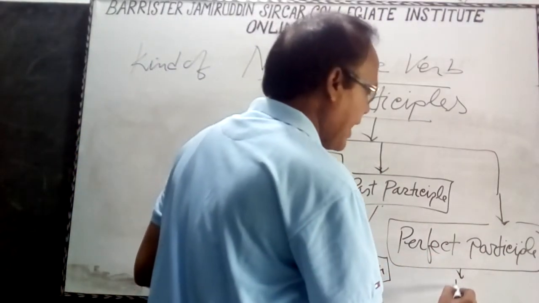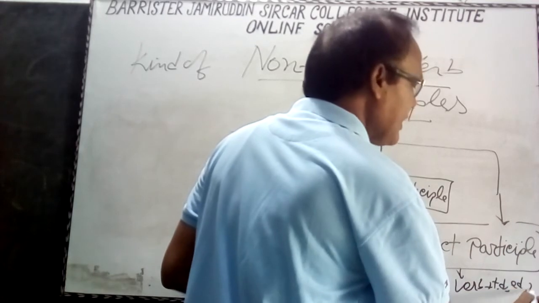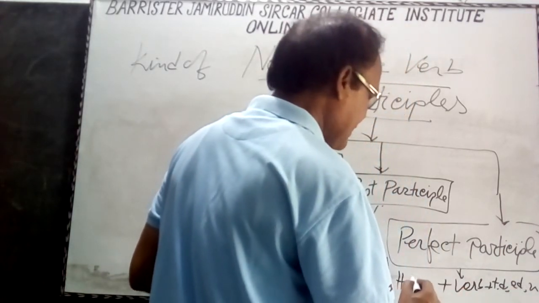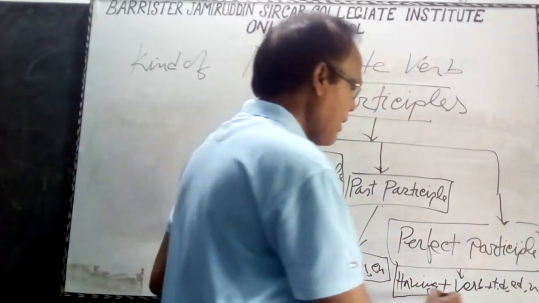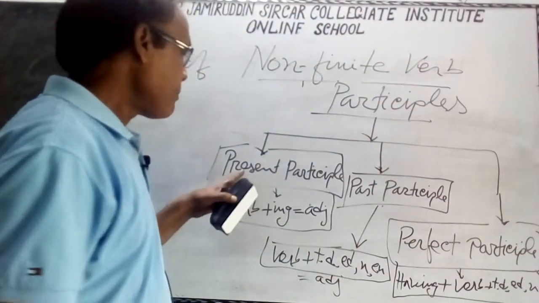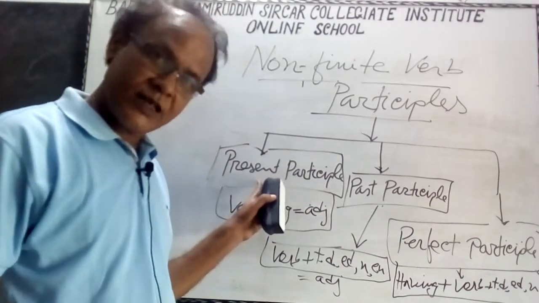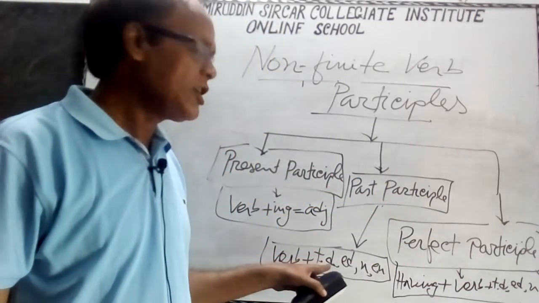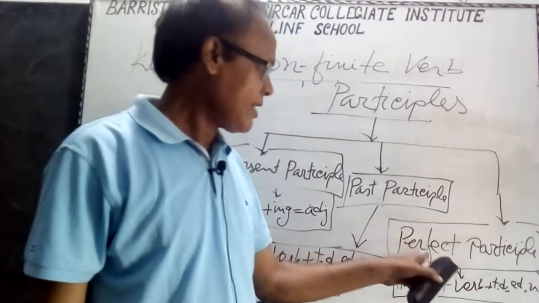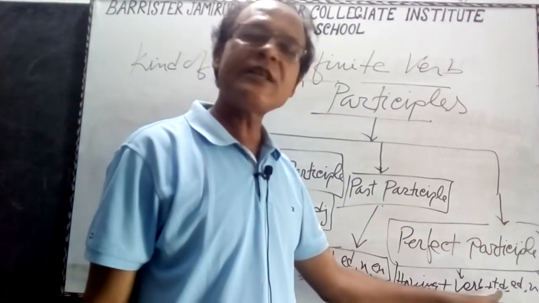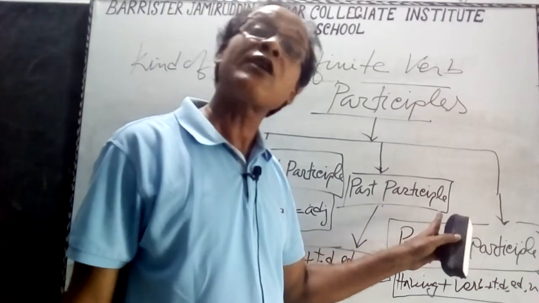While when the verb takes t, d, ed, n, and before that, before the verb in the past participle form, there is having, this is a perfect participle. I repeat, present participle: when the verb takes ing and works as an adjective. Past participle: when the verb takes ed or en and works as an adjective. When the verb is in the past participle form and before it there is having, then it is called perfect participle.